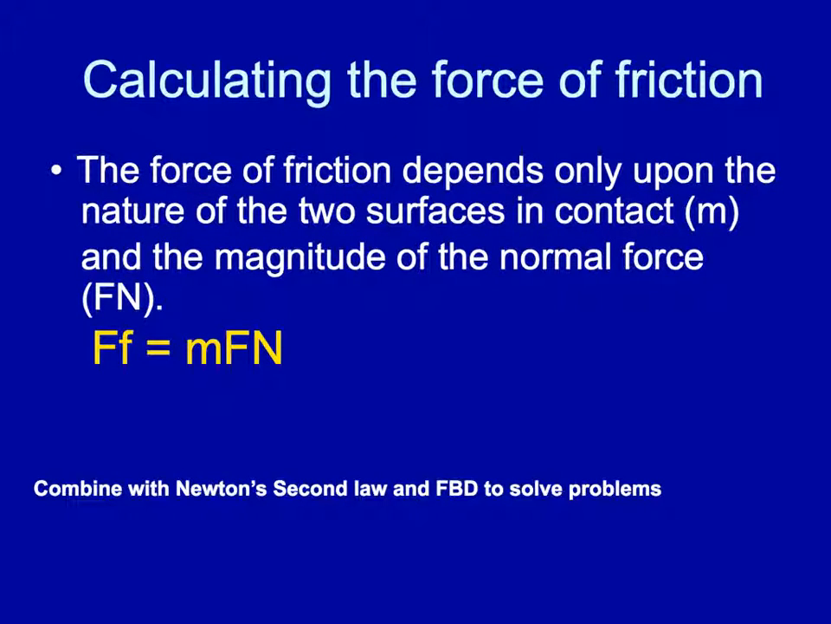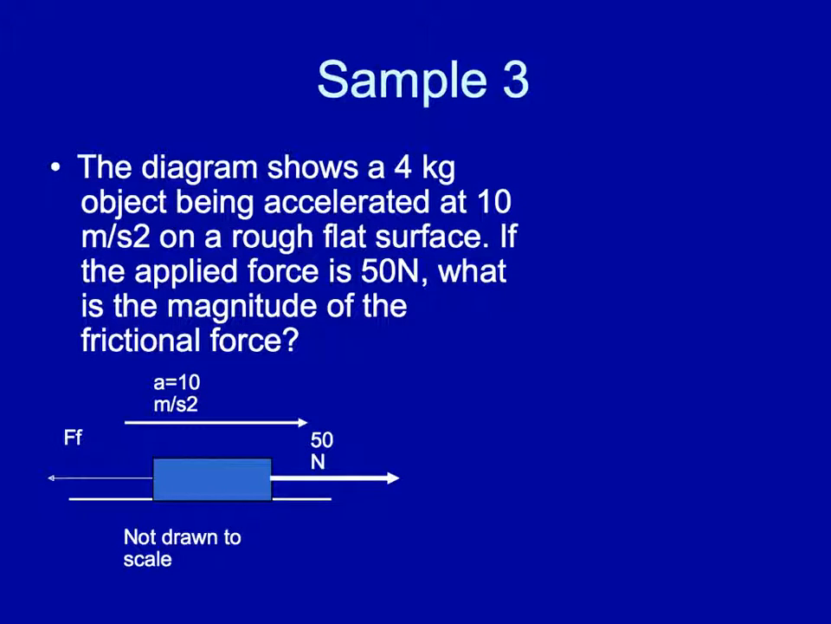Now, to calculate the force of friction, we're simply going to use the fact that the force of friction depends upon the two surfaces in contact. Remember, that's a mu. It didn't copy over right when I went to the new slide. So the force of friction is equal to mu times the normal force. We're going to combine this with Newton's second law and free body diagrams to solve problems. The diagram below shows a 4 kilogram object accelerated at 10 meters per second squared on a rough flat surface. If the applied force is 50 newtons, what is the magnitude of the frictional force?